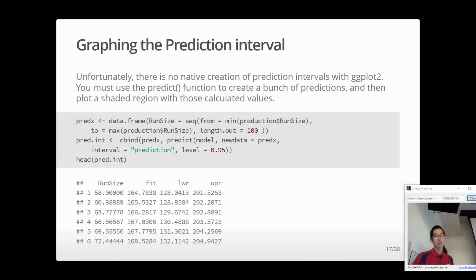So not 99% of your problems, but a lot of your problems can be resolved by just being careful and making sure your names match or are spelled the way they're supposed to be spelled. Okay, and so we see this is what our data frame now looks like. We've got fit with the lower and the upper.